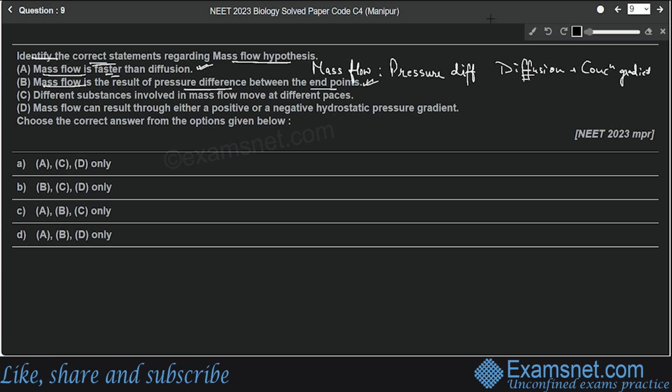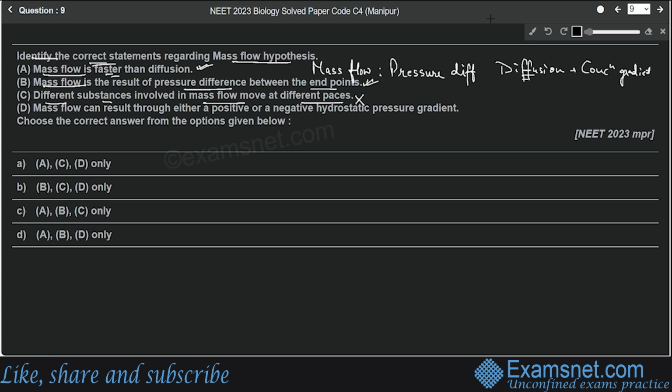Okay. Then the third statement says different substances involved in mass flow move at different paces. Different paces means different speeds. So this is incorrect, okay? Because different substances in case of mass flow will move at the same pace because of the pressure difference. So this is an incorrect statement.